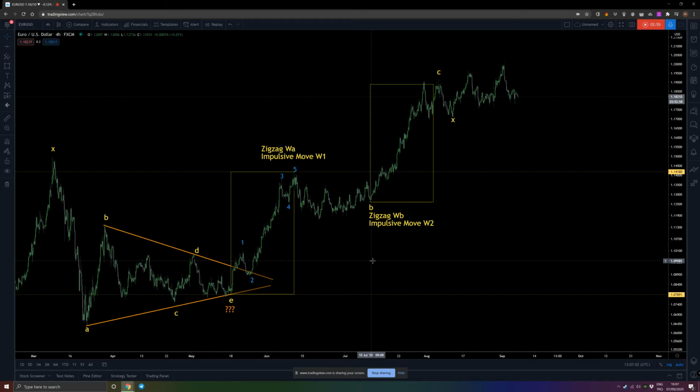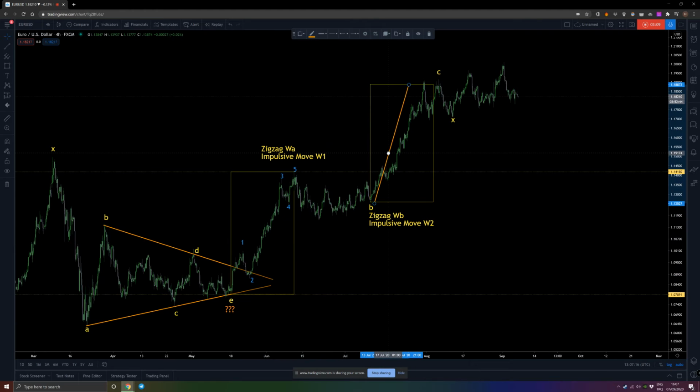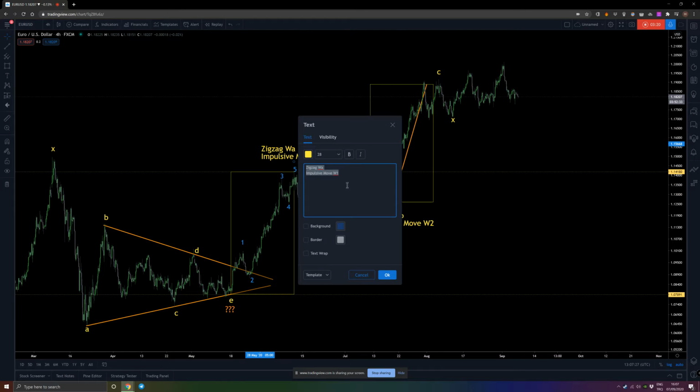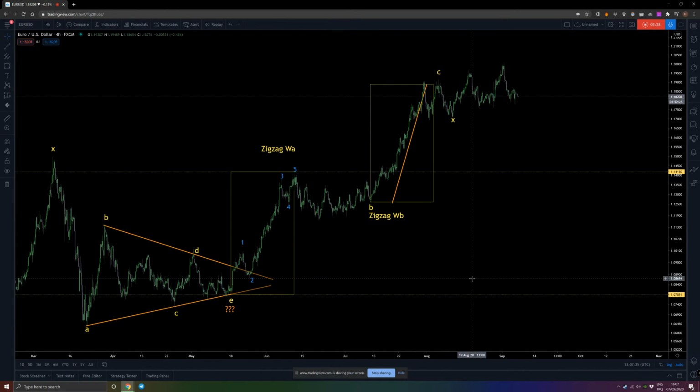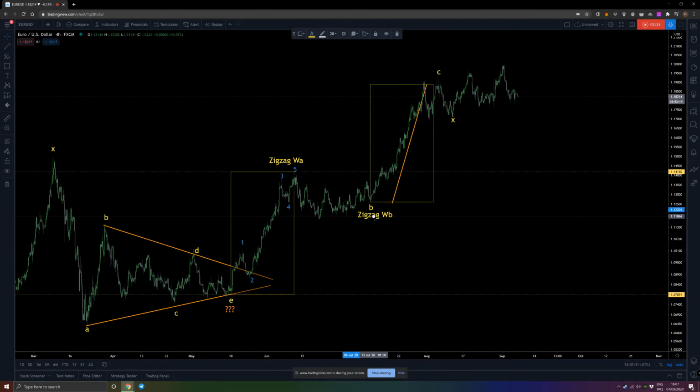Number 1 being this: do I have an extension or not? As you can see, this is the length of the so-called first wave, and this is the length of this. These are almost identical. This is what happens in impulsive moves, and this is why I'm erasing both of these. Now we are left with something like A, zigzag wave B, somewhere around here.